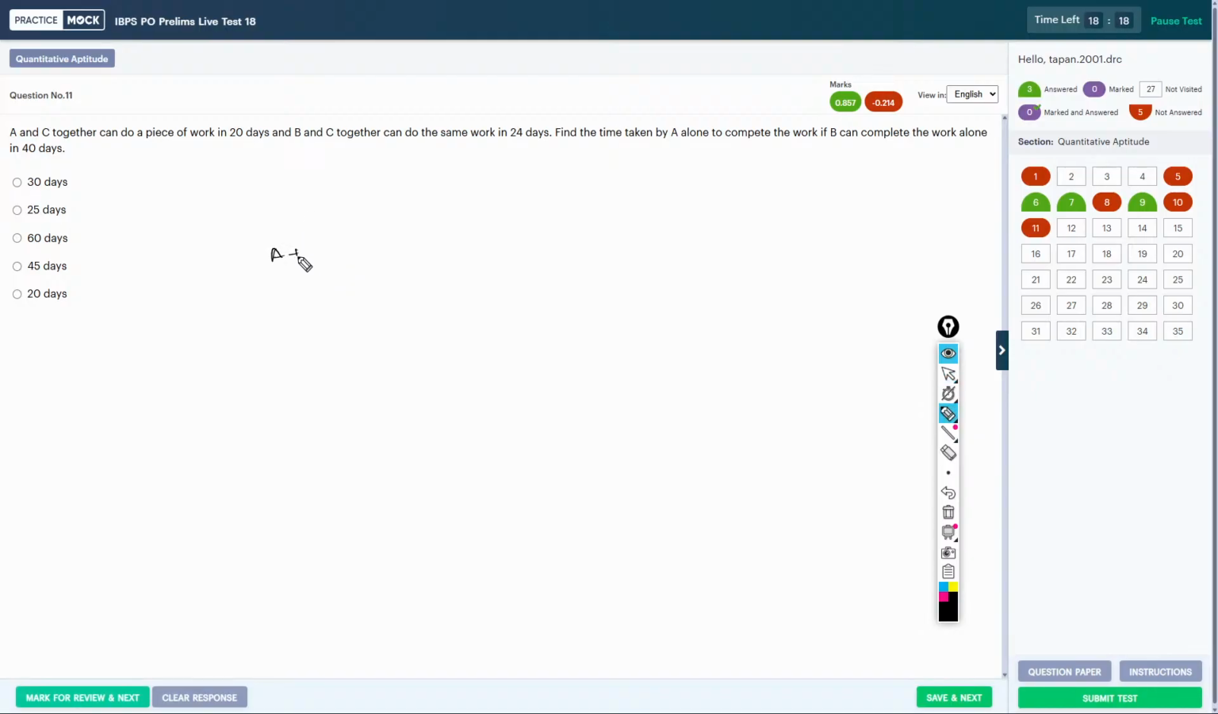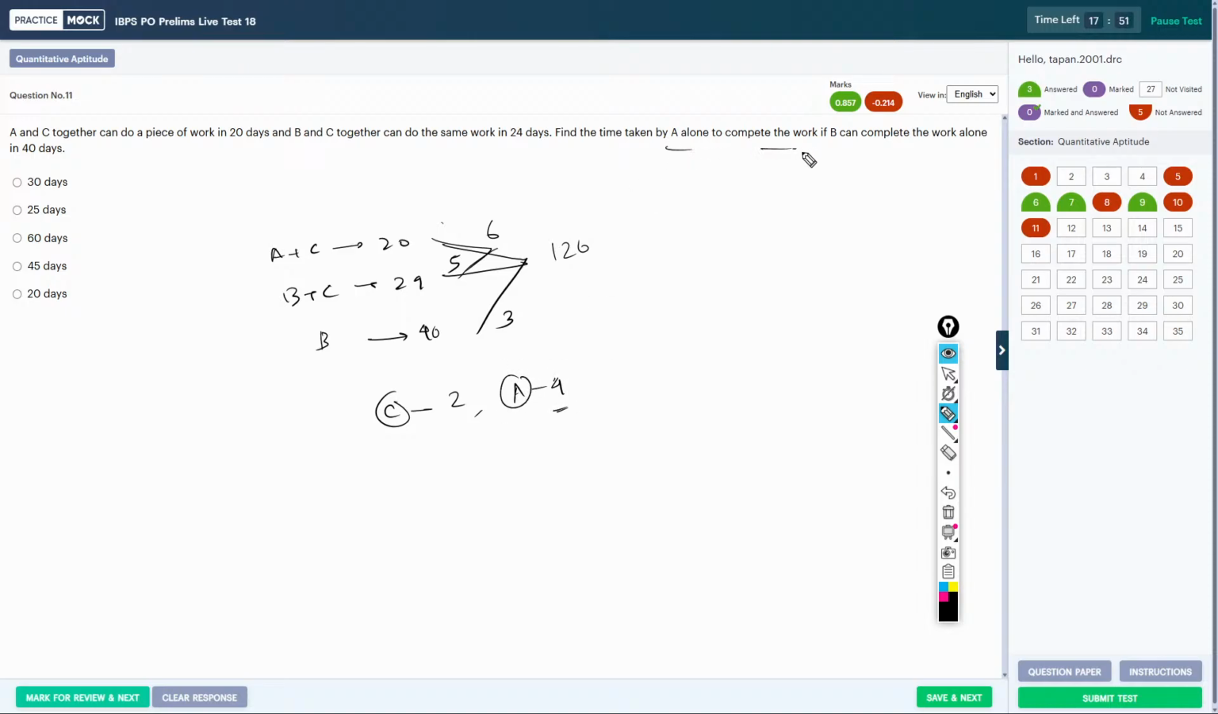A and C can do a piece of work in 20 days. B and C can do the same work in 24 days. If B completes the work alone in 40 days... So 120, 6, 5, 3. For C, it is going to be 2. For A, it's going to be 4. A alone to complete the work. So A alone is 30 days.